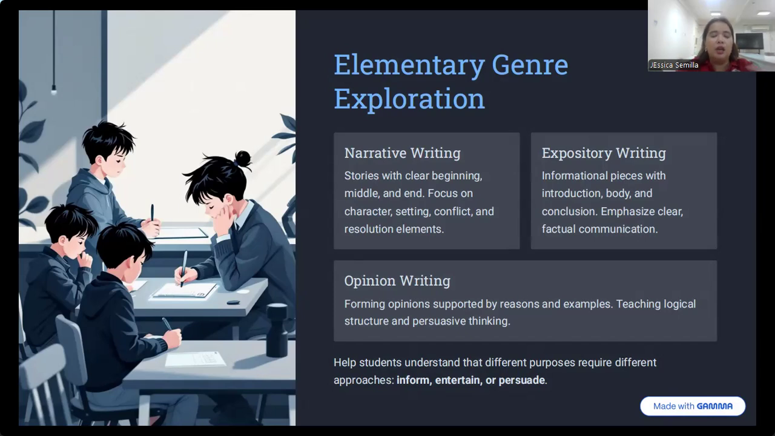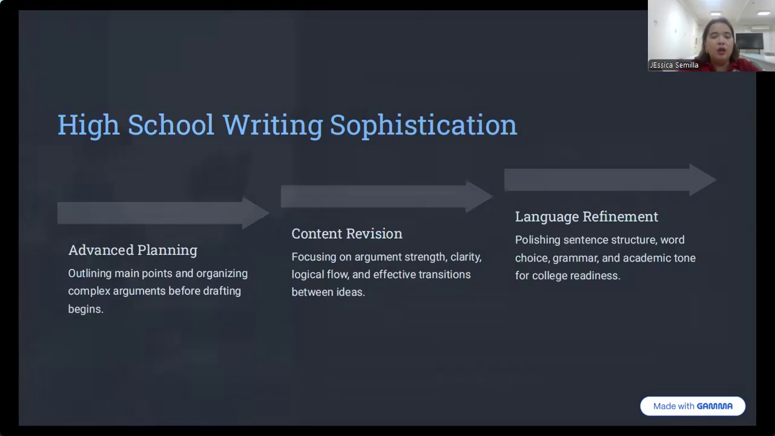So that's also included. And then of course, our students in elementary could already be exposed to opinion writing, wherein they can write a reaction paper on a certain topic. So therefore, here our students are exposed to different genres of informing, entertaining, and persuading. Now, let's move on to the high school writing, teaching, and learning.